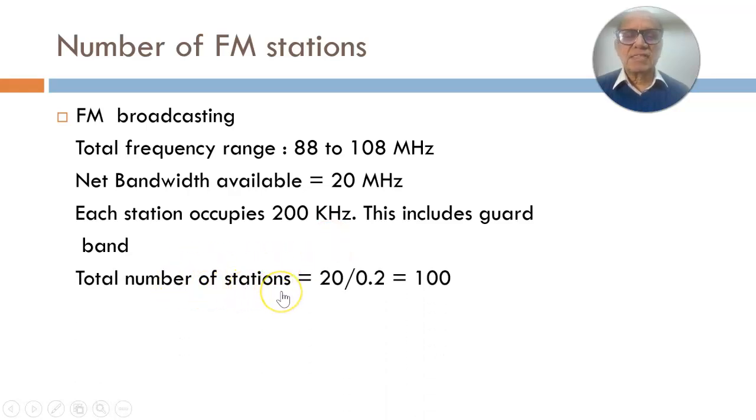So the total number of stations that can inject their signals into the same space, mind you, space is the channel which is carrying the signal, and a number of stations are putting signals into this space. But how many? Okay, 20 megahertz is the total bandwidth, and 0.2 megahertz, that is 200 kilohertz, for each station. So the total number of stations that can operate is as much as 100. So this tells you why having a large bandwidth available for a particular communication system allows you to have a large number of users of the common channel.